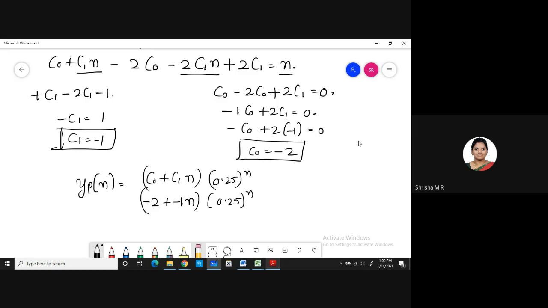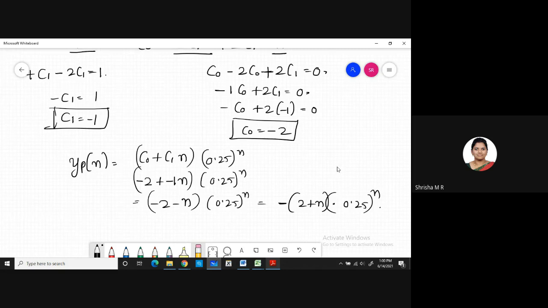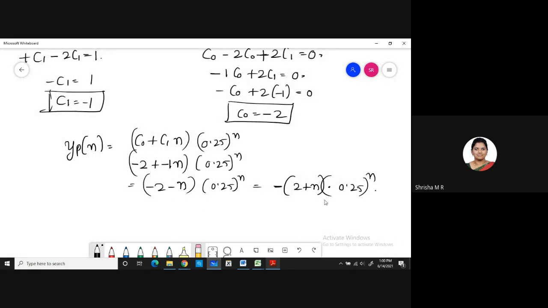So that would be minus 2 minus n into 0.25 to the power of n, or you can also write it as minus of 2 plus n into 0.25 to the power of n. Got it? Particular solution? Everyone? Clear?